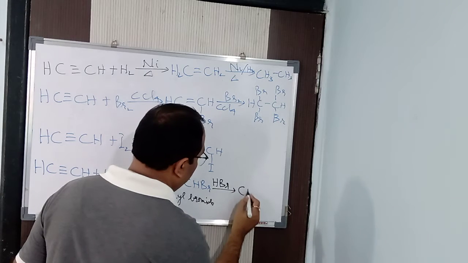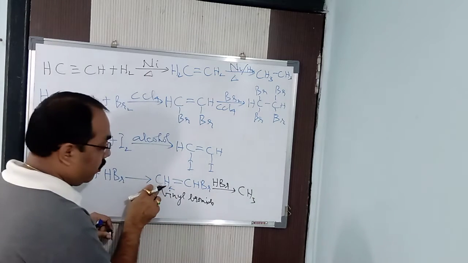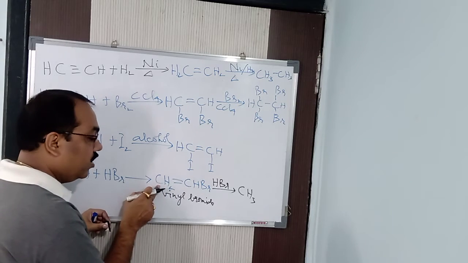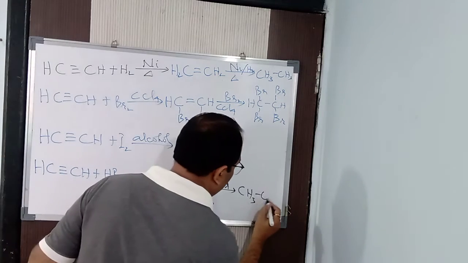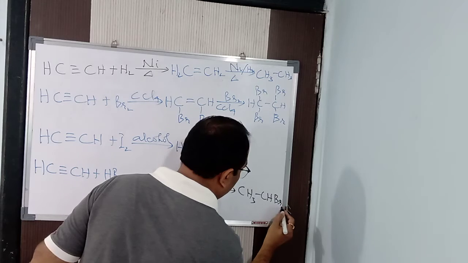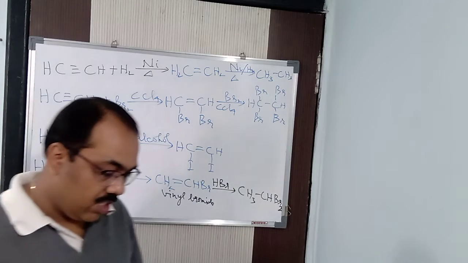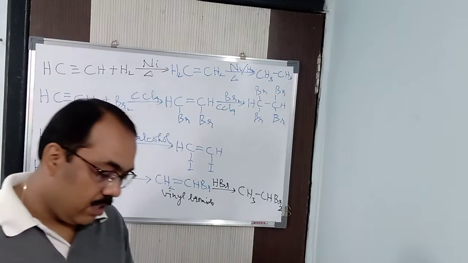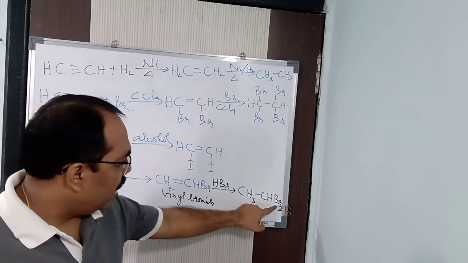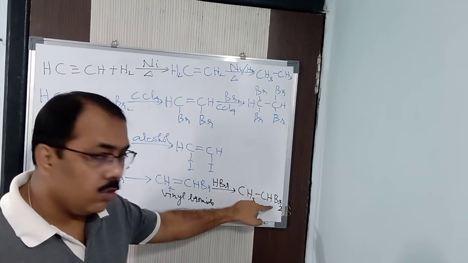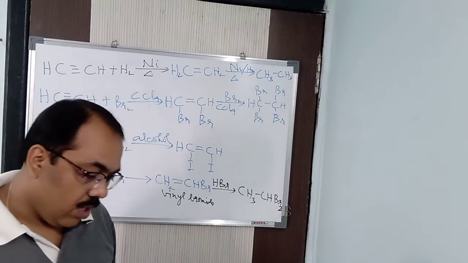Now, next, if I add another HBr here, what will it be? Again H will be added here, not here. Here only, because on this side, if you are adding H, you will be adding the H here only. CH3 single bond CHBr2. That is nothing but 1,1-dibromoethane. In the first carbon only, 2 bromo is there. So 1,1-dibromoethane we can say.